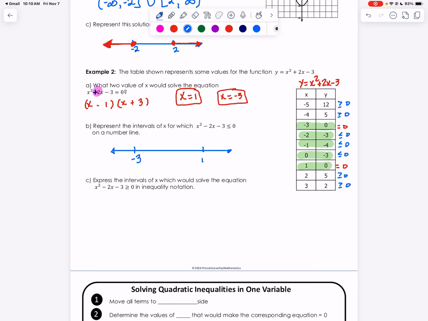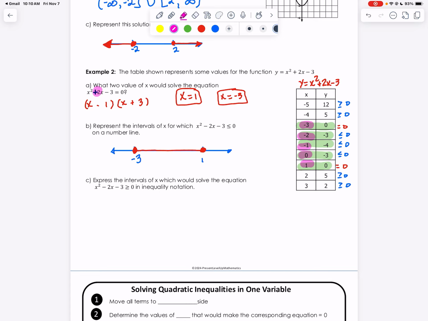Then I would decide if the circle should be open or closed. In this one, it is less than or equal to. So because of the equal to, I will fill them in. And then I want to shade in the intervals. Negative 3, negative 2, negative 1, 0, and 1. So all the solutions fall in between negative 3 and positive 1 right here. Those are the intervals of x for which the function is less than or equal to 0.